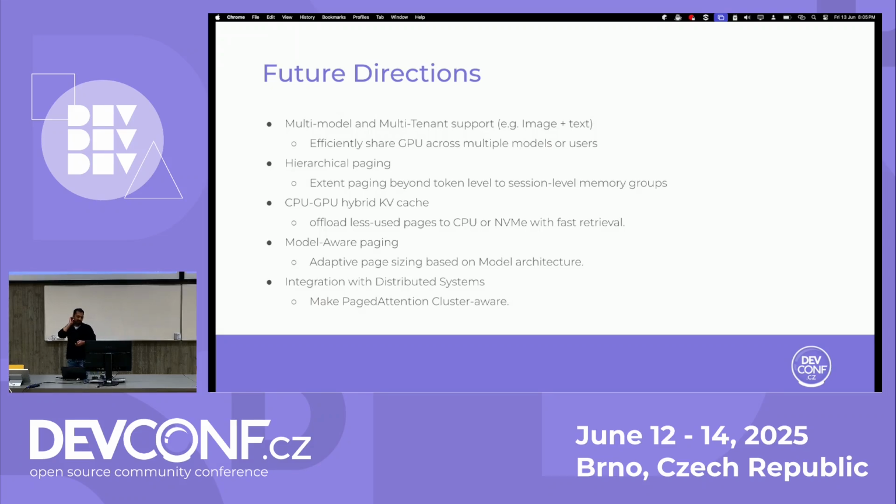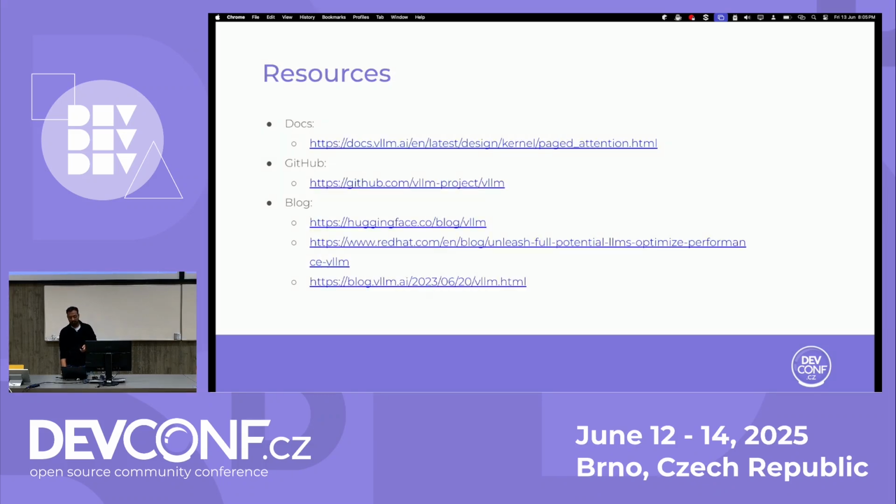CPU GPU hybrid KV cache, offloading less used pages to CPU or NVMe with fast retrieval. Then model aware paging, adaptive page sizing based on model architecture, and integration with distributed systems to make page attention cluster aware. So these are the resources from where I got the slides and the knowledge.